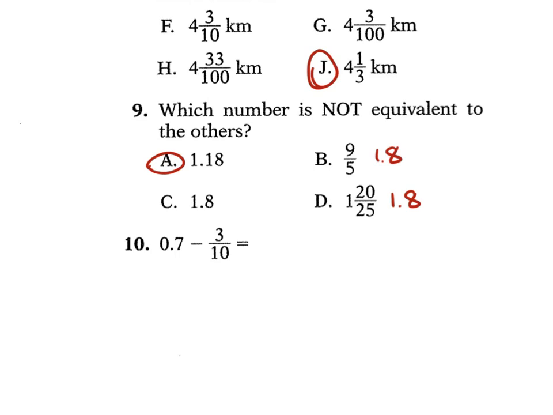For 10, we have 0.7 minus 3 over 10. The 7 is in the tenths place, so that's the same thing as 7 over 10 minus 3 over 10, which gives us 4/10, which is also 0.4. You can write it like this, or you can give 2/5. They're the same thing.